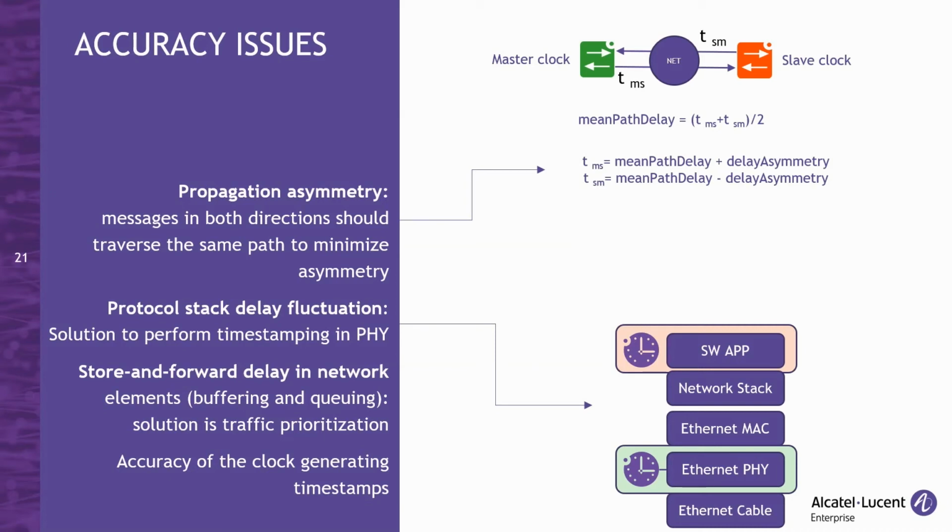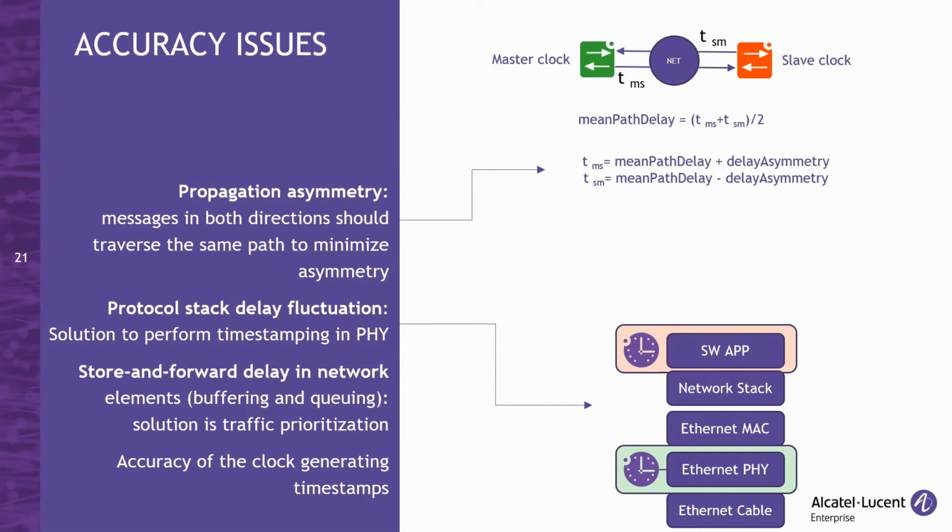Propagation asymmetry caused by not having the identical path and consequently path delay in both directions between master and slave. This asymmetry will be noticed especially if some non-PTP capable nodes are placed on the path. To minimize the error, clock offset is calculated with mean path delay values and correction values.